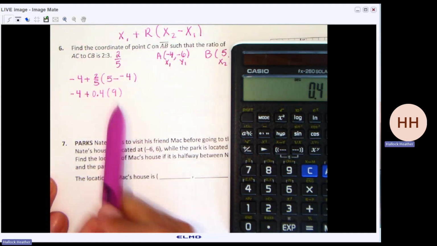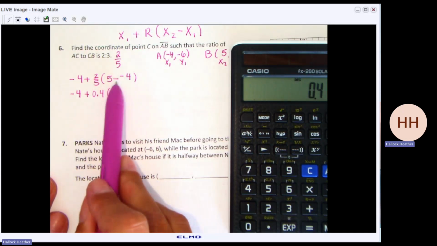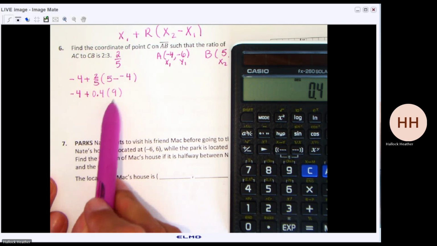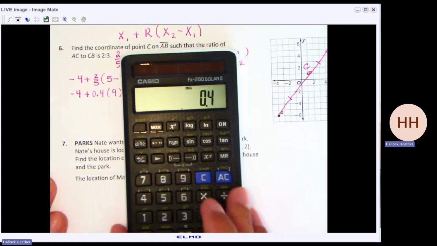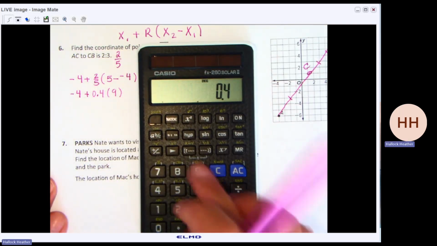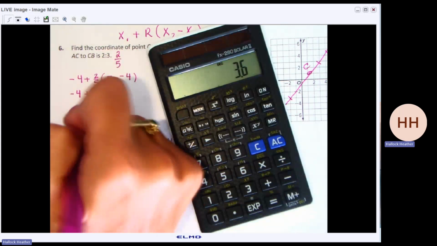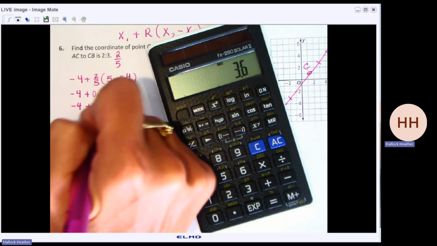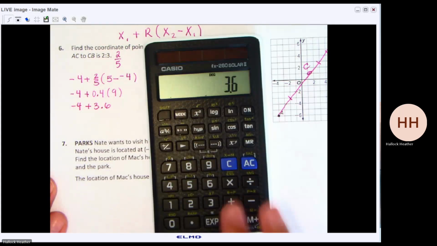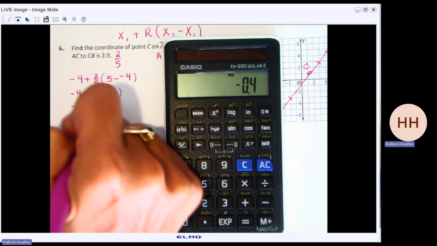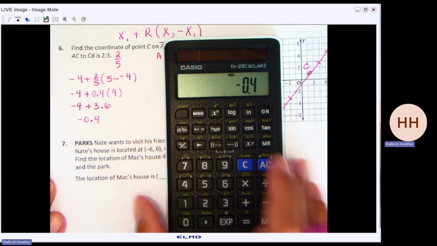In my parentheses, I have 9. 5 minus -4 is +9 because I'm adding them. 0.4 multiplied by 9 is 3.6. So I have -4 plus 3.6. So I get -0.4. That's my X value.